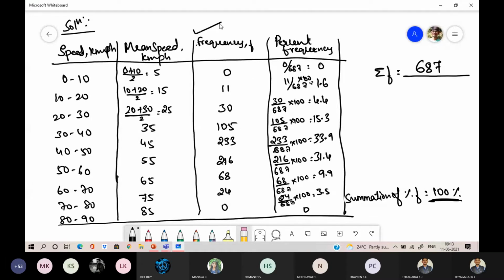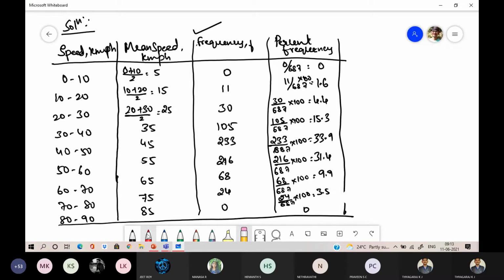Okay. This completes the tabulation part. Is it clear? Everyone, is it clear how to calculate the mid limit and percentage frequency? Yes, sir. Okay. Now, shall we move to the graphical representation? Graphical solution. Yes, sir.